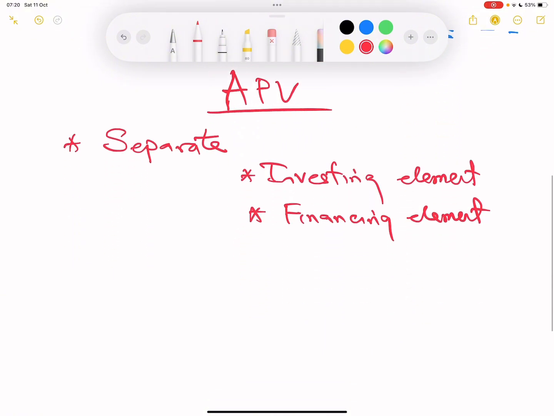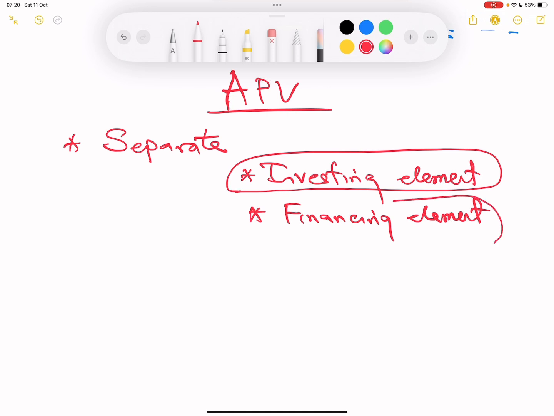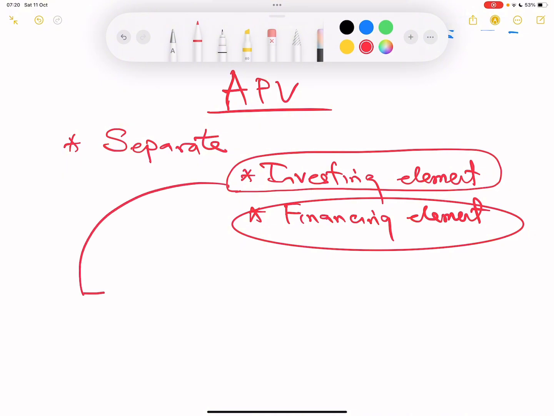And that's one of the advantages of APV. You can use it to appraise any financing structure, whether the structure is changing or whatever, it doesn't bother you, because you can actually appraise an investment separately, and also the financing effect of that investment separately. Yeah, and how do you do this? Let's look at the investment element. What we are saying here is that you value an investment as if it is 100% equity finance. That's your assumption.